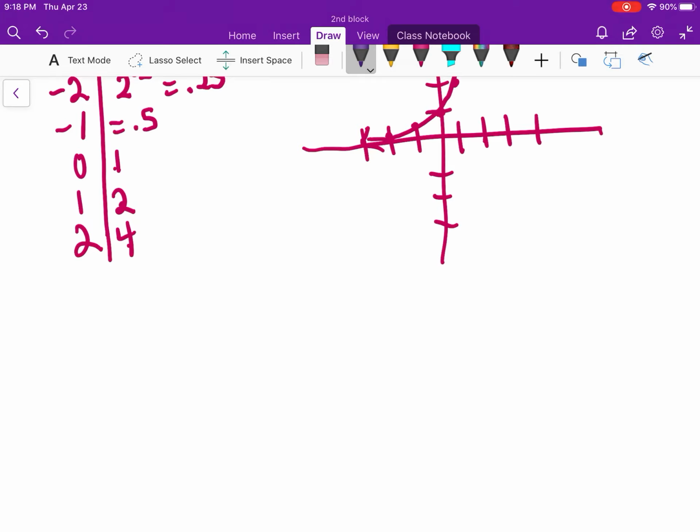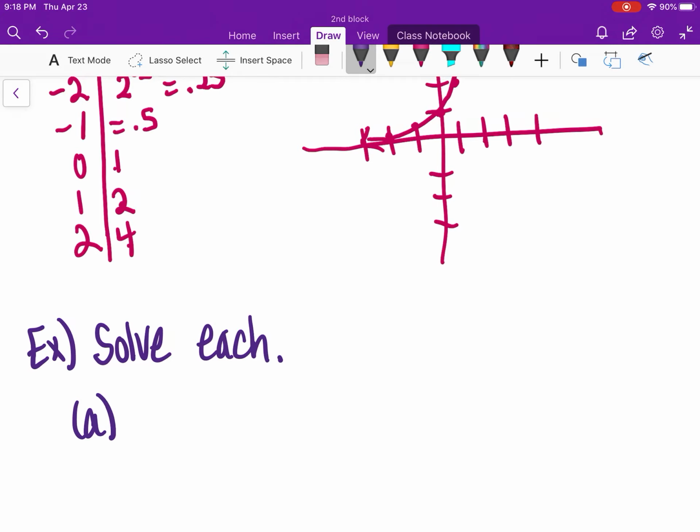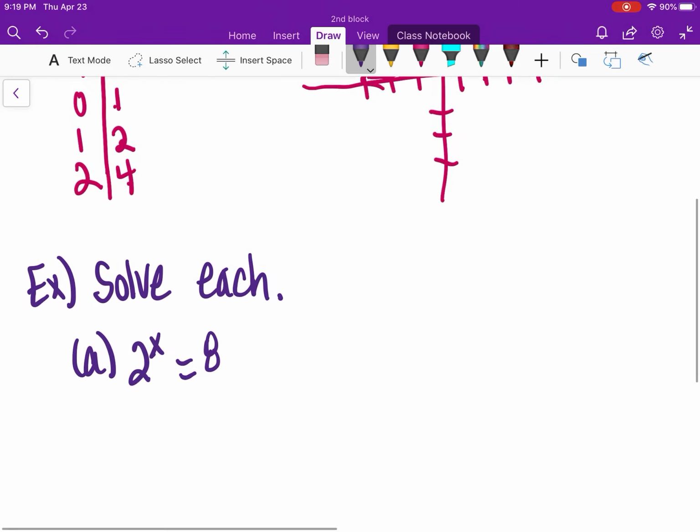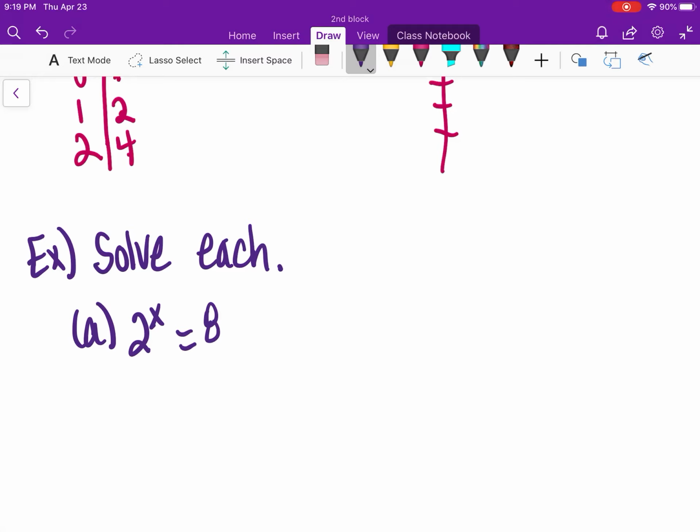Now, we will also be solving equations that are exponential. For example, let's say we want to solve each, and we're just going to look at some basic equations since we're running out of time here. Let's say we have 2 to the x equals 8. You want to know 2 to what power equals 8. You can use your calculator and play around with it. Try 2 squared, 2 cubed, 2 to the 4th, and so on until you get 8.